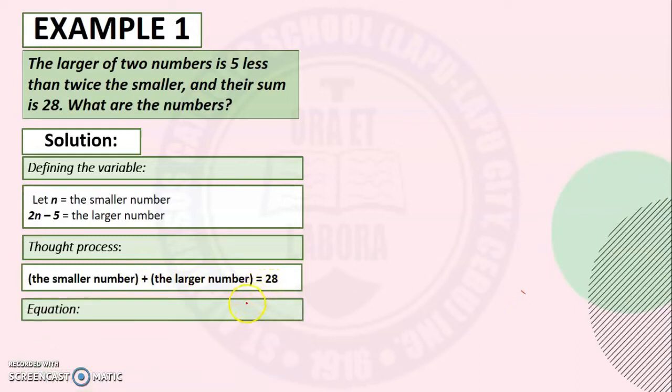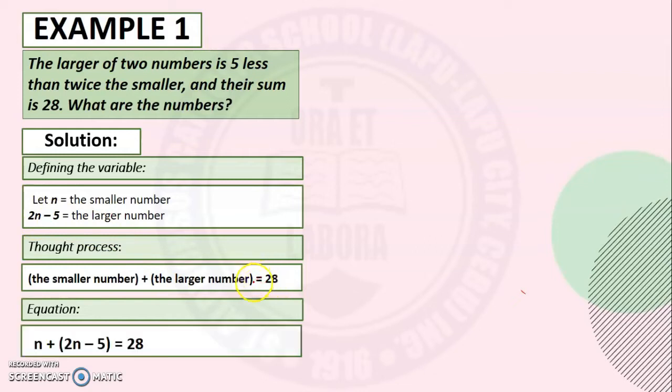Next is to write the equation. Since we have the representation of the smaller number and the larger number in the first step, we can write this as an equation. The smaller number will become n, the larger number will become 2n minus 5, and then we will just copy equals 28. So this will become n plus (2n minus 5) equals 28.